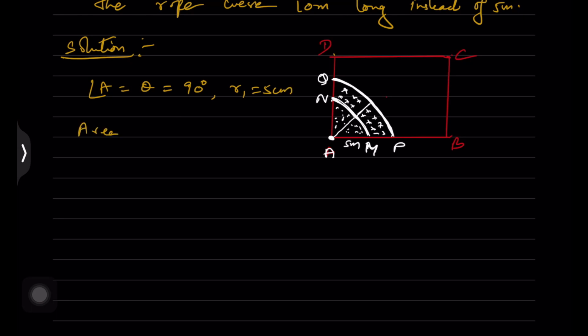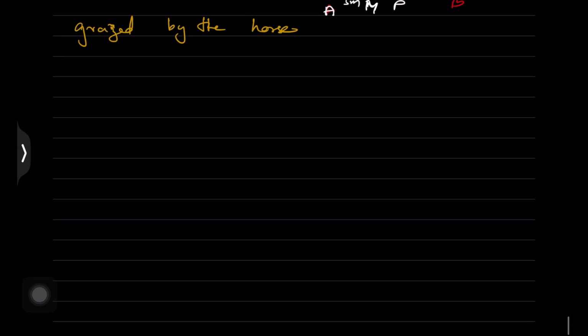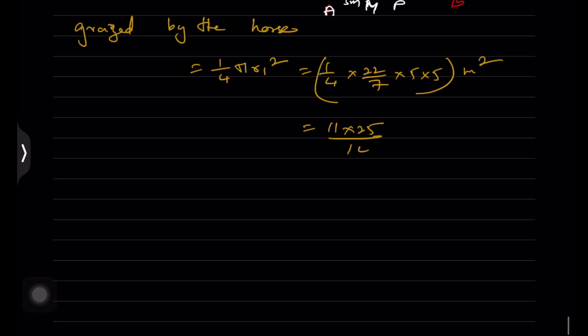Now the area which can be grazed by the horse is equal to 1 by 4 pi R1 square, which is equal to 1 by 4 into 22 by 7 into 5 into 5 meters square, which is equal to 11 into 25 by 14 meters square, which is equal to 275 by 14, which is 19.64 meter square.